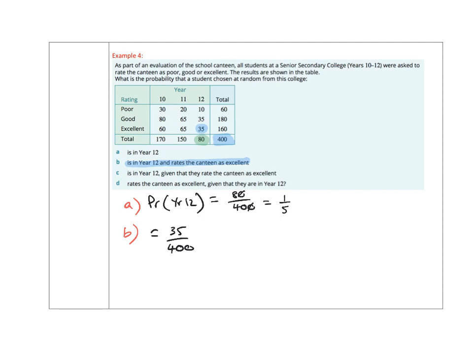While this can be a little bit confusing, it's really very much like the example of saying what's the probability of something being a diamond and a queen in a deck of cards, and the only option there being the queen of diamonds. So the answer is 1 in 52. Very, very similar case. We know that there are 35 year 12s who said it was excellent, and there are 400, so it's a simple 35 over 400, which simplifies to 7 over 80.